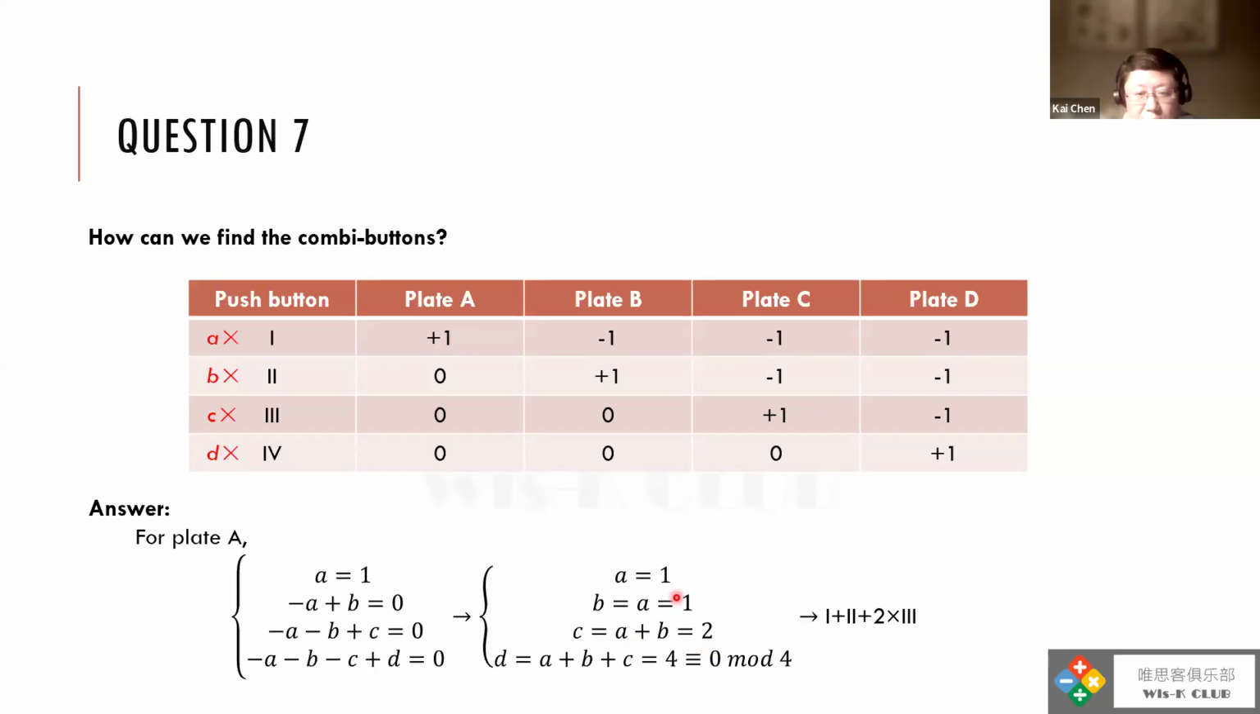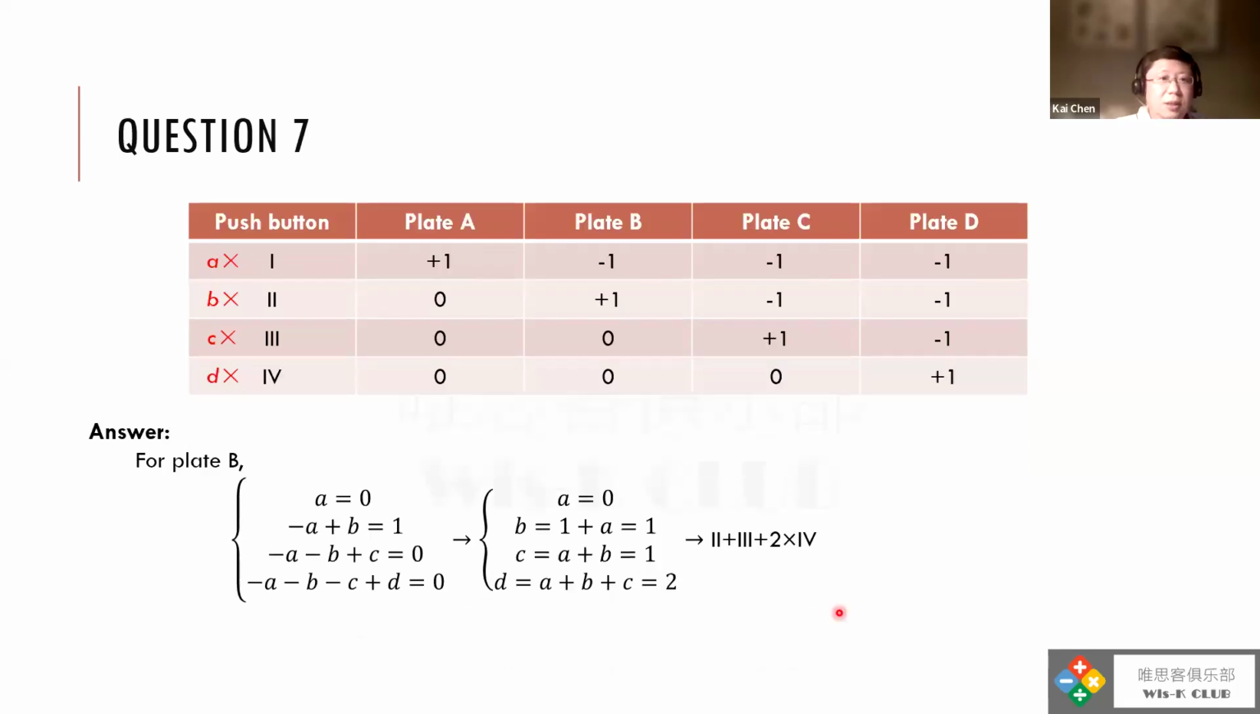So that's why we get the answer: button 1 is pressed 1 time, button 2 one time, button 3 two times, and button 4 you could write 4 times, but also no times for button 4 because the modulus is 4. So that's why we get the answer.